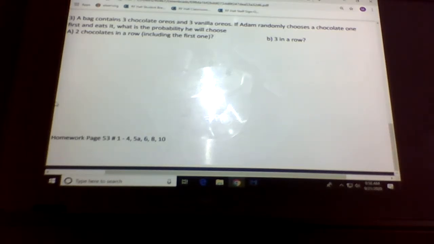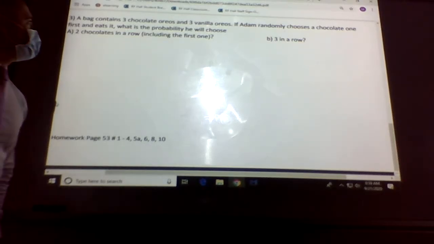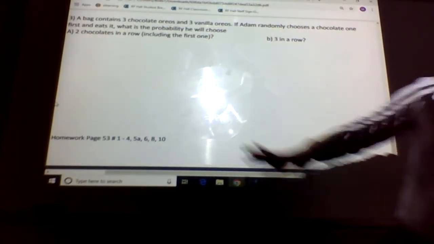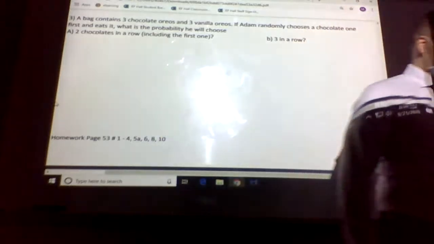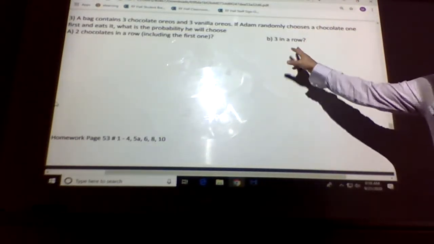Okay, a bag contains 3 chocolate Oreos and 3 vanilla Oreos. If Adam randomly chooses a chocolate one first and eats it, what is the probability that he will choose 2 in a row, including the first one that he ate? And then B, 3 in a row.